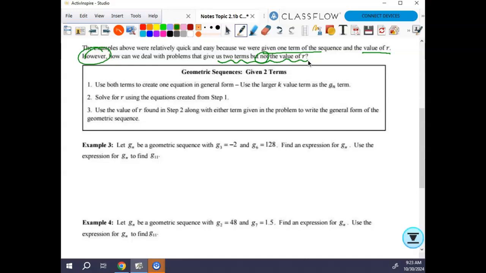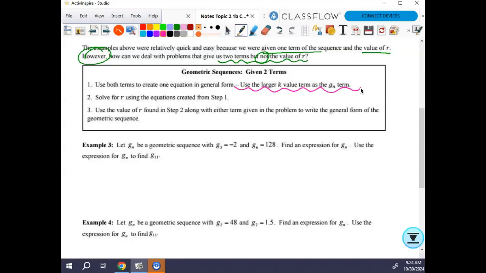And I told you yesterday that the order, like which one's G sub n and which one was A sub n and A sub k, did not matter at all. Make it a little bit easier, but here, the most important thing in these instructions is that this says use the larger k value as the G sub n term. Again, you do not have to, but if you don't, you absolutely will be making your life more difficult here.